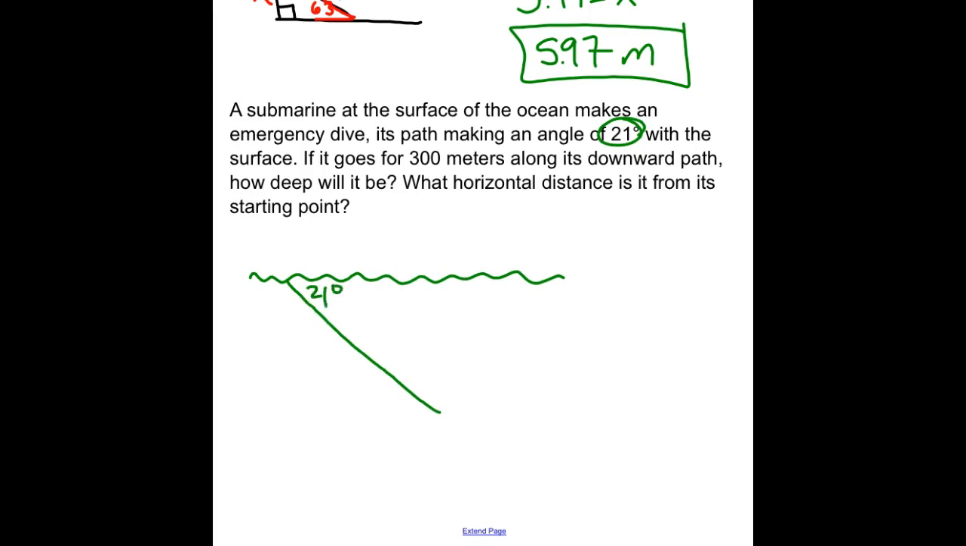It's called an angle of depression. If it goes for 300 meters, this is the path it's on. It goes 300 meters. How deep will it be? Well, that's this value right here. Let's call that y. And then, what horizontal distance is it from its starting point? Let's call that x. If you think about the depth and the surface should make a right angle. And we just have to set up 2 different trig functions and solve for both variables. So why don't you pause the video now and try to solve for both variables.